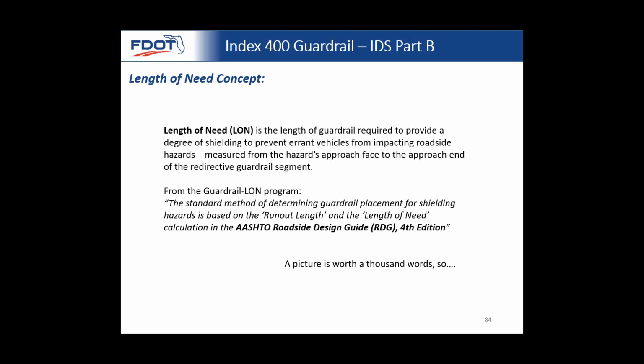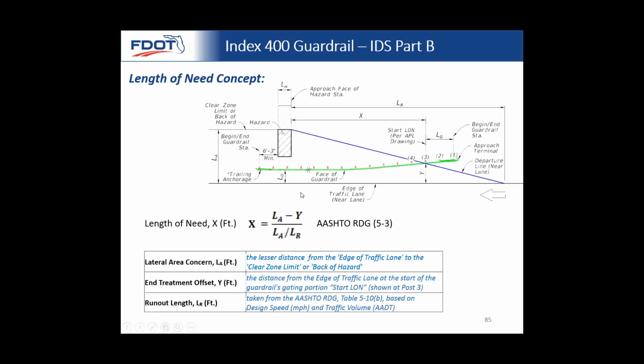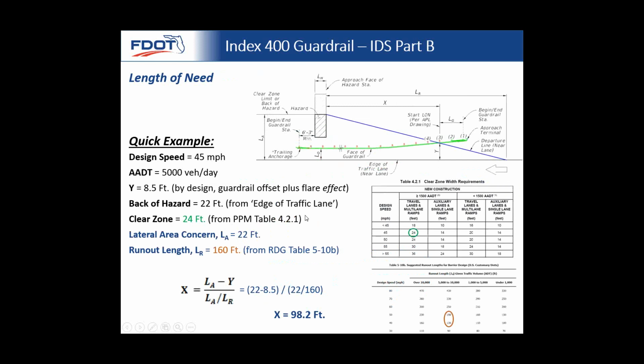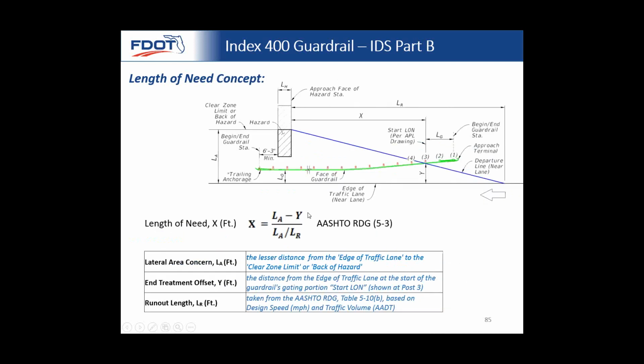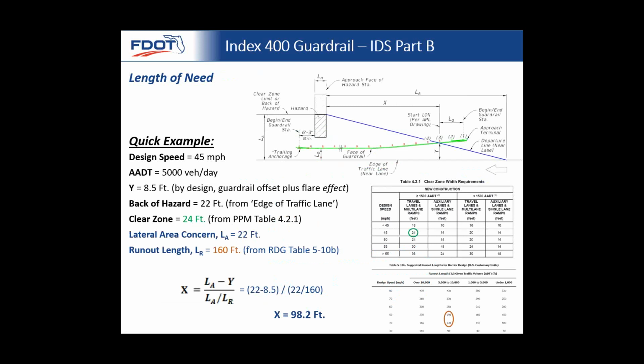One thing I want to talk about quickly is the length of need concept. Essentially, how long does this guardrail have to be to protect the vehicle going right to left in order to shield that hazard successfully? Now we're using an AASHTO equation, and I realize I'm moving through this very quickly, but it's just to give you an overview so you know it exists, and if you want to learn more, you can go find it, or you can go to our future training, and I'll show you some information on that in a moment.